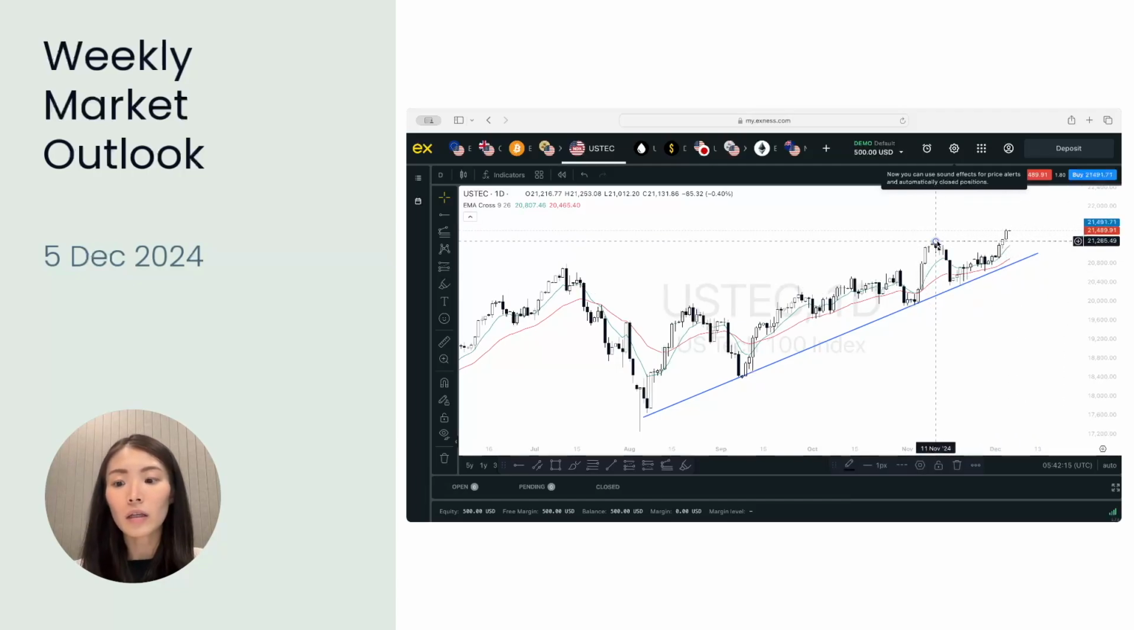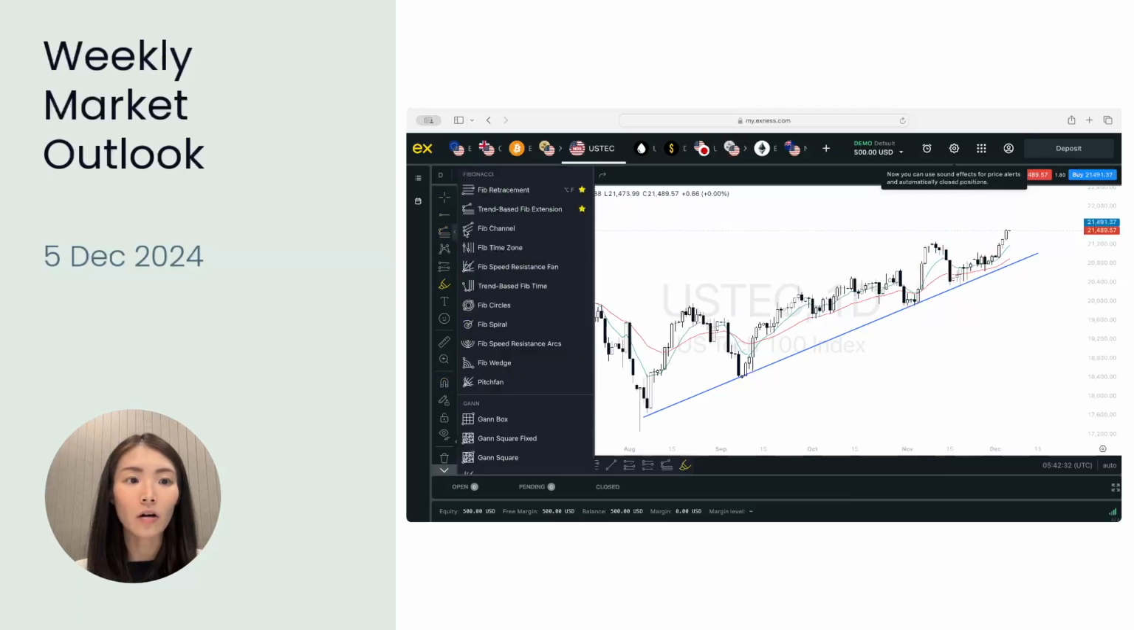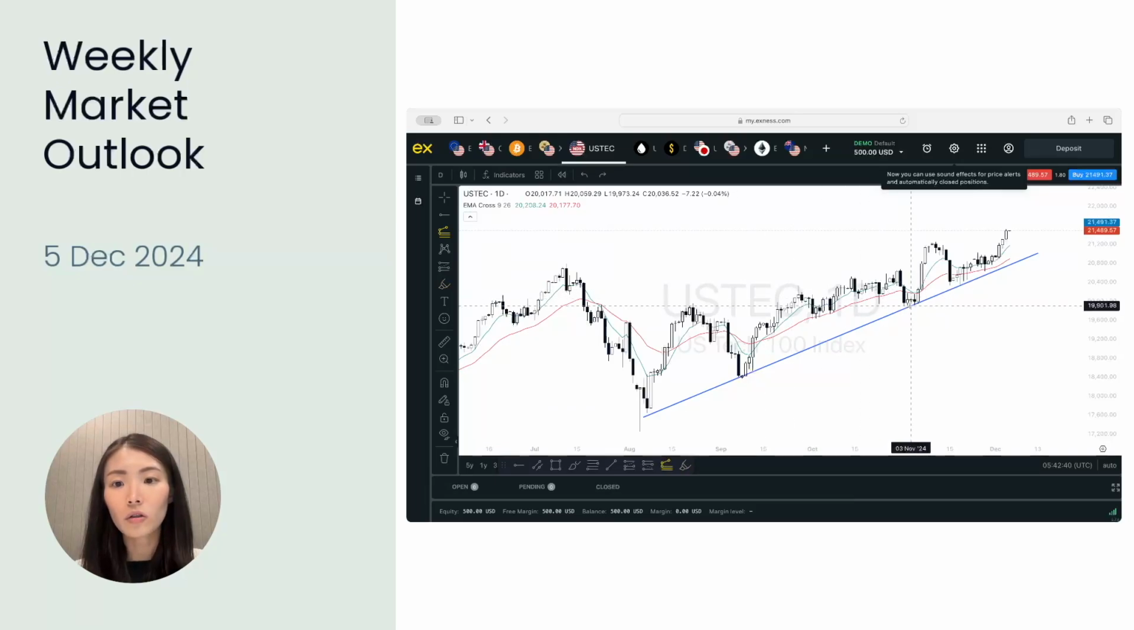So right now, in terms of resistance, the first resistance for me would be a projection of this zigzag pattern. You can see this area over here. I'm going to use the turning points to project the Fibonacci extension. In order to do that, I will take the Fibonacci extension, which is this icon in the third category, the trend-based Fib extension, and I'm just going to project the turning points.